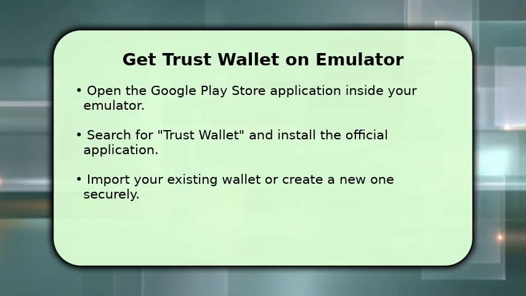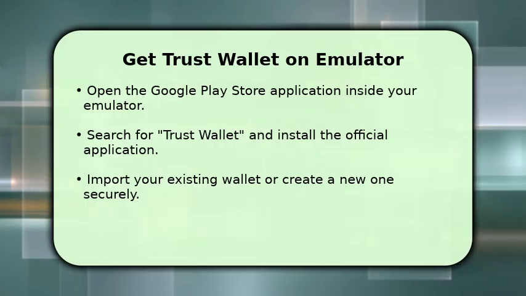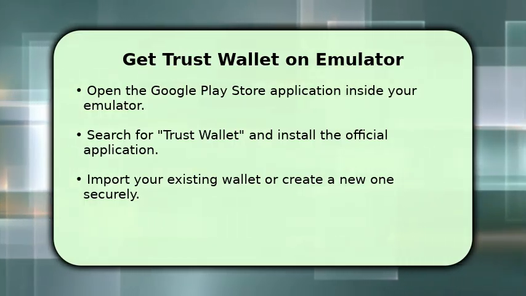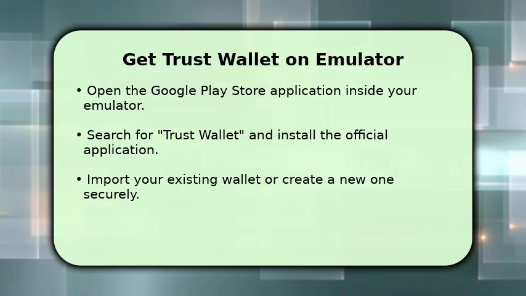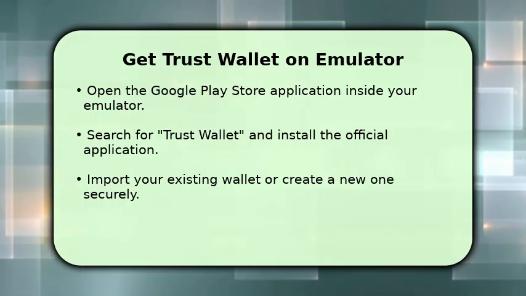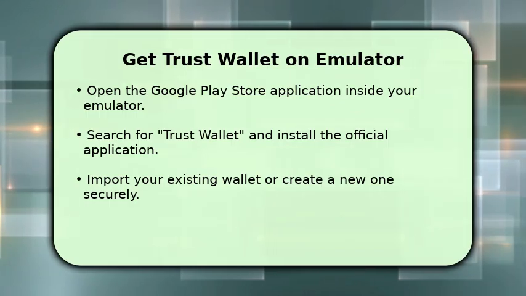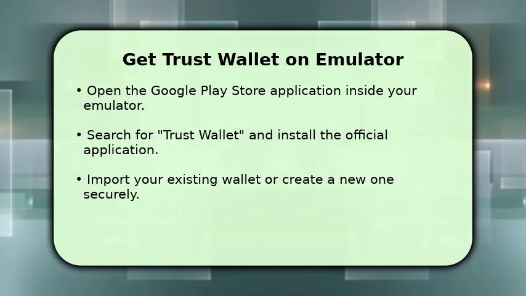Now, open the Google Play Store within your newly installed Android emulator. Use the search bar to find Trust Wallet and make sure you select the official application. Proceed with the installation. Once installed, open Trust Wallet. You'll then have the option to either import an existing wallet using your recovery phrase or create a brand new one, ensuring you follow all security best practices.